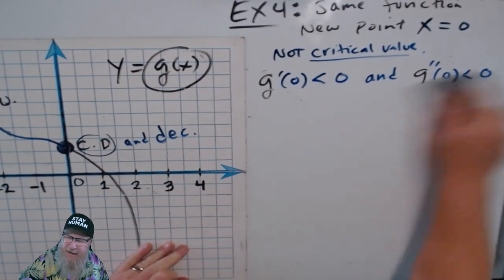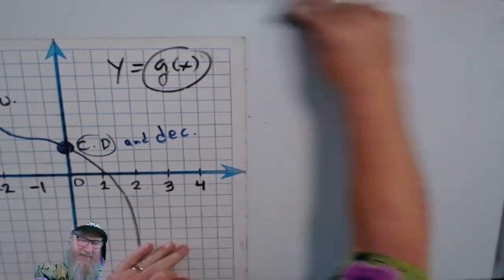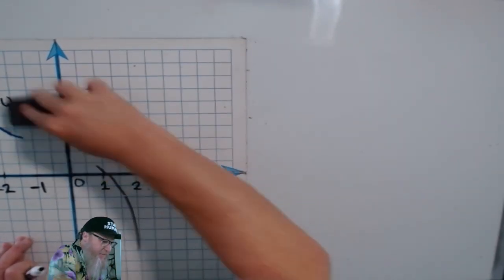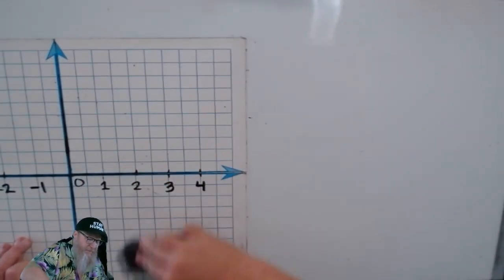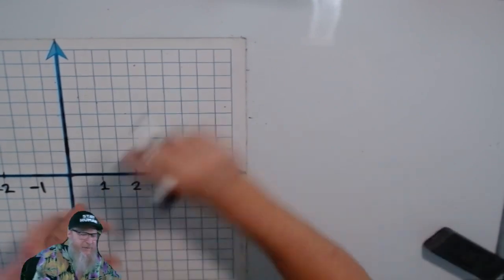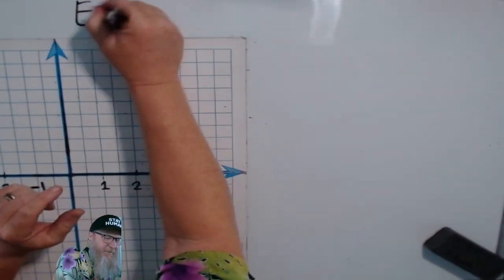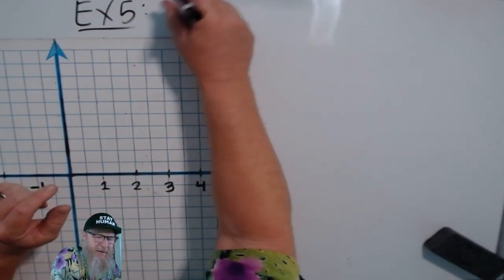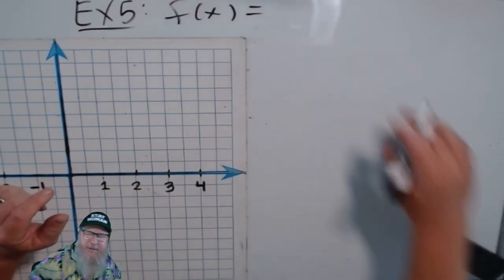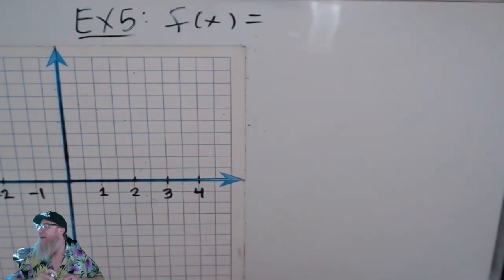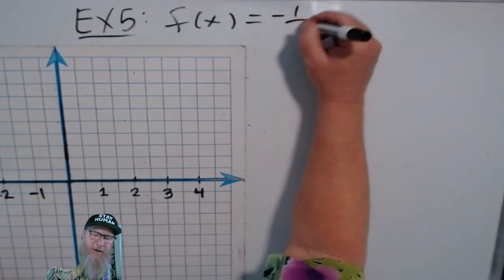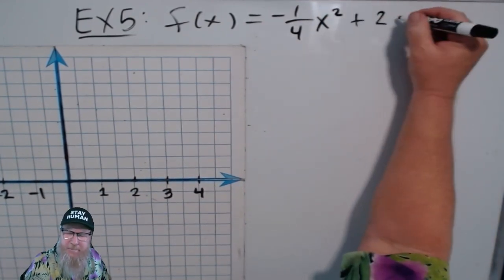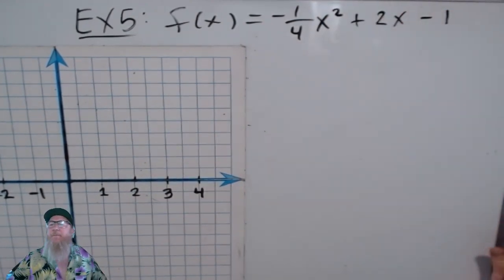Let's just see a specific function, one that's given by an equation. So example 5. Given the function, now this is a pretty common function from algebra. It's a quadratic function. Something like that.